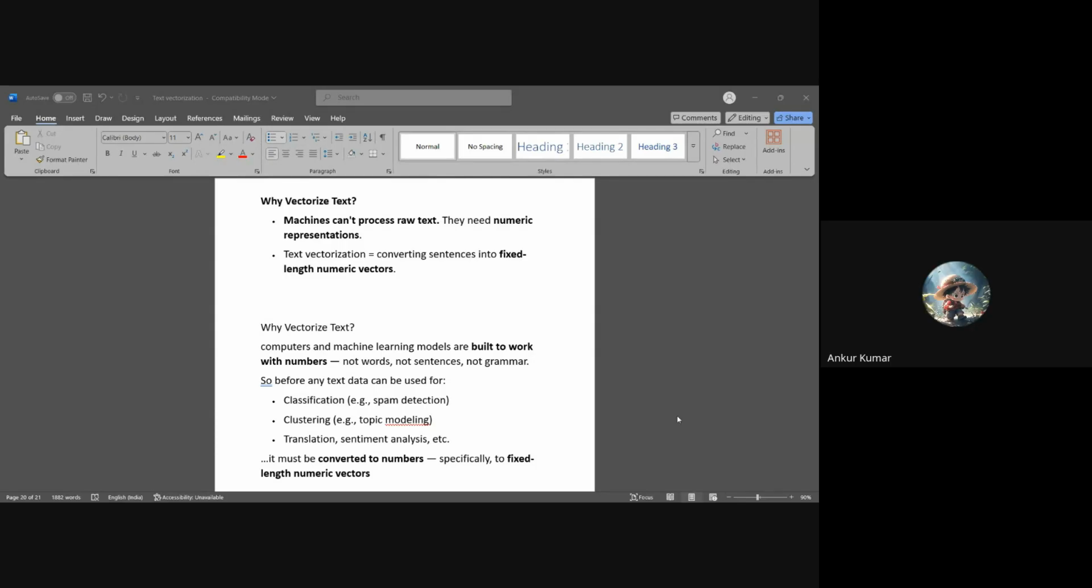Ma'am, because the machine is not able to understand our own language like English or any other language directly. So we convert them into vectors or numbers, so it's easy for the machine to understand what the thing is about. Yes, that is correct. So, any other answers? Any of you know about it?